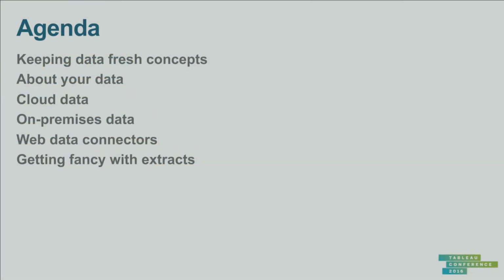Having said that, here are some of the things we're going to talk about today. Really some concepts about keeping your data fresh in online. A few words about your data itself and how to keep it effectively near online. Three types of data that we're going to talk about: cloud-based data, on-premises data, or on-prem is the way I usually say it here. You may see it occasionally spelled in this deck as on-premise, but just imagine that it actually says a real English word here, meaning in a house. And then web data connectors right at the very end. There are a couple other things we'll cover as well. And then a few words about extracts and how to make your extracts a little bit fancier.